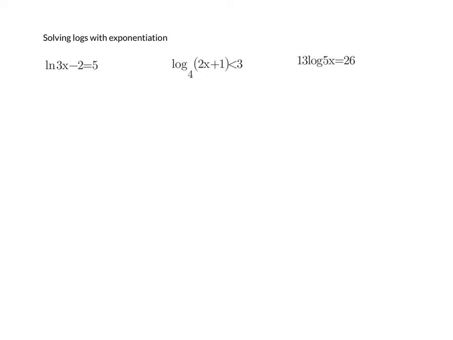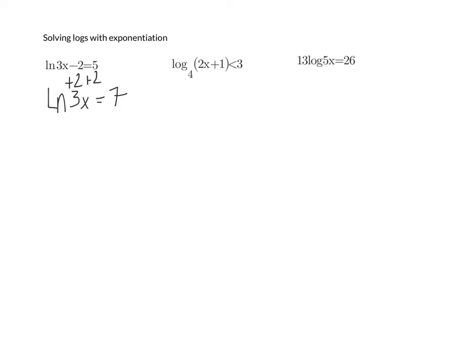So we'll start the first problem, ln of 3x plus 2. Remember, we need to ask ourselves, is this 2 inside the log? And it's not in parentheses, so the answer to that is no, it's not. So I need to move it to the other side first and add 2. And I get the ln of 3x equals 7.